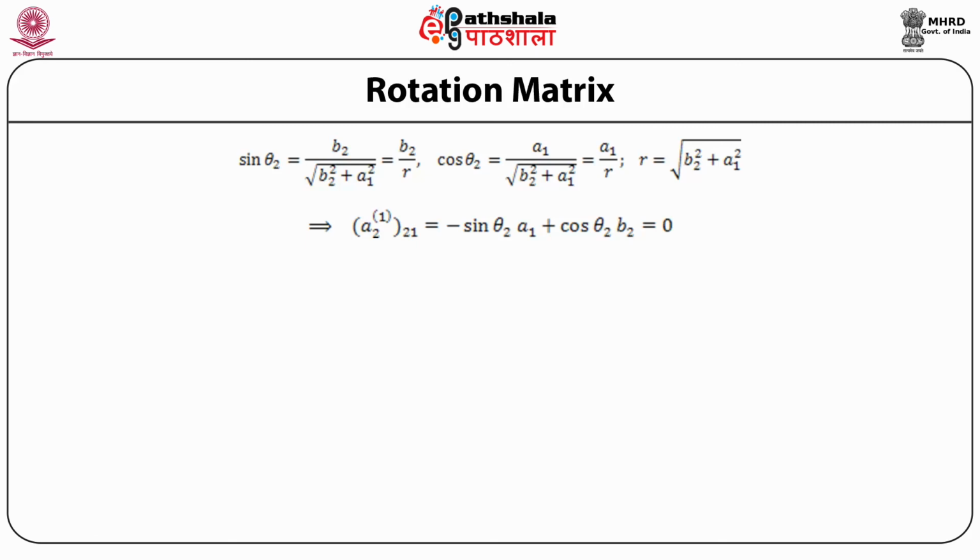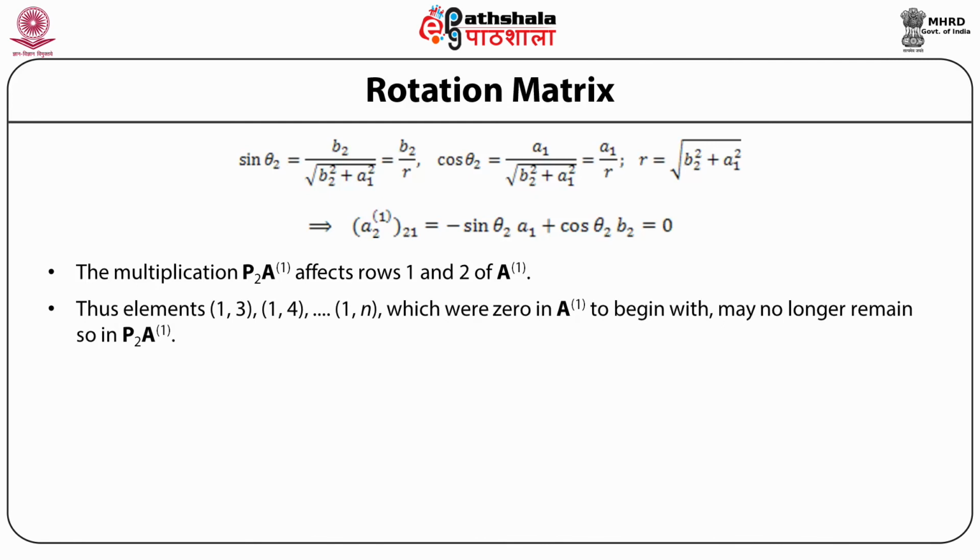This implies that a2^(1)_{1,1} equals minus sin theta_2 a1 plus cos theta_2 b2 equals 0. The multiplication P2 A^(1) affects rows 1 and 2 of A^(1). Thus elements (1,3), (1,4) up to (1,n), which were zeros in A^(1) to begin with, may no longer remain zero in P2 A^(1).